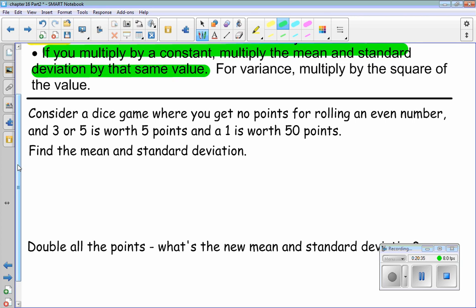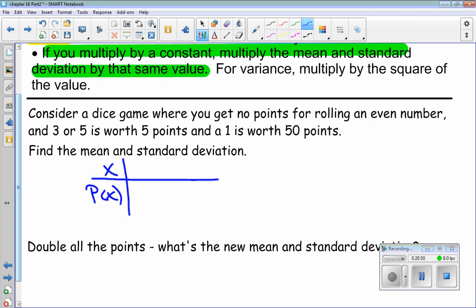What did we do in the last two things from homework? What did we do? Make a probability distribution. Okay, so we're going to do that here. Let's define our random variable. We're going to call it x.